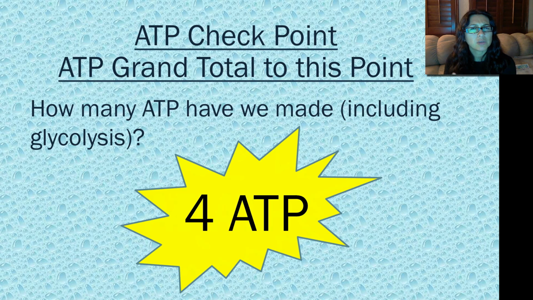Now you might be thinking, wait, we made 4 ATP in glycolysis. Well, remember, we only net 2 because while you made 4 in glycolysis, you actually used 2 as well. So we say we net 2. And then here we saw in the citric acid cycle or the Krebs cycle, we made 1 ATP per acetyl-CoA. So that's all we've gotten at this point, 4 ATP. So that means the last step, that's where we're really going to get a lot of ATP.